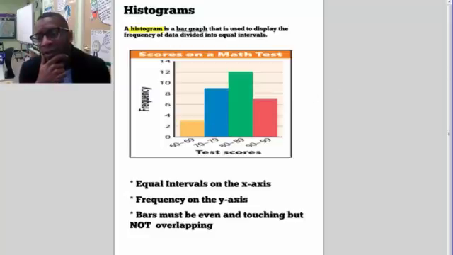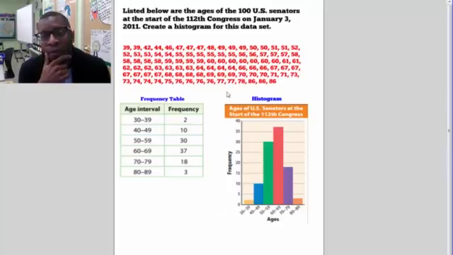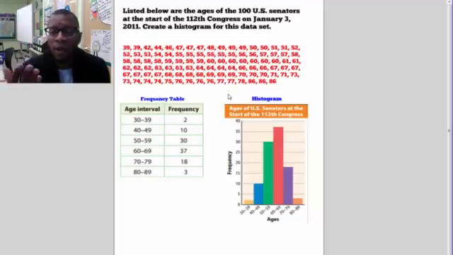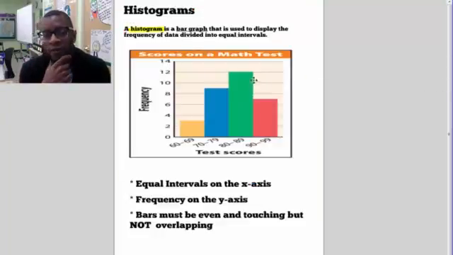Okay, now let's take a look at an example. Here we have the ages of 100 US senators at the start of the 112th Congress on January 3rd, 2011. And we want to create a histogram for this data set. First, let me back up for a second. Let's go back to the first example.